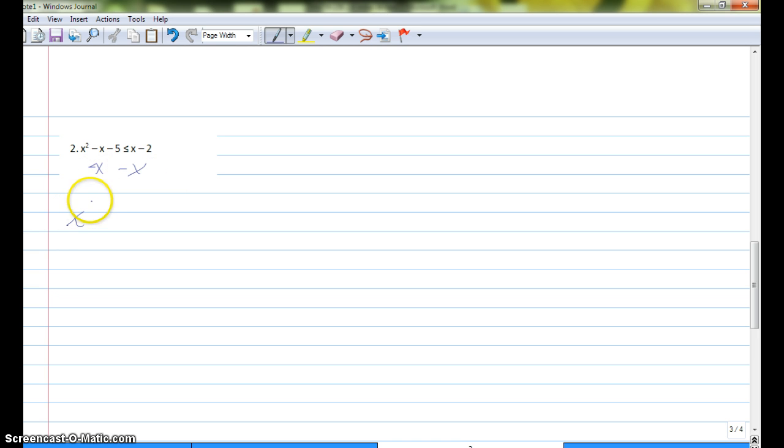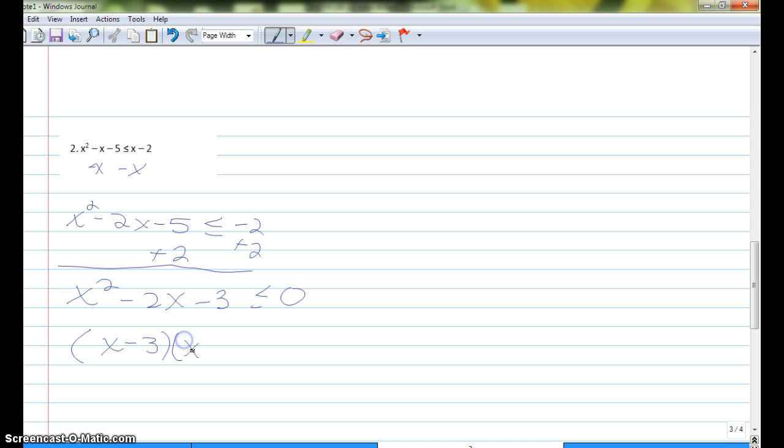So that would give us x squared minus 2x minus 5 is less than or equal to negative 2. We want to add 2 to both sides. So that would give us x squared minus 2x minus 3 is less than or equal to 0. Okay, so here we want to find the zeros. So we're going to factor this. This factors as x minus 3 and x plus 1.